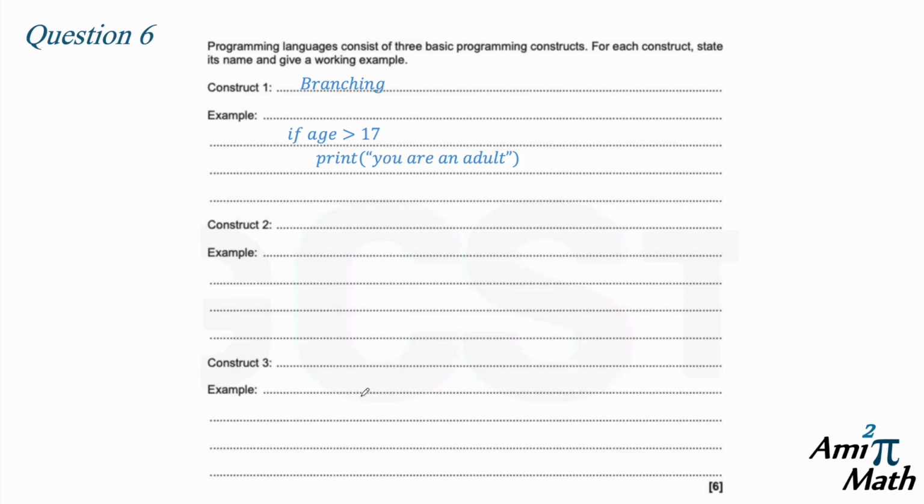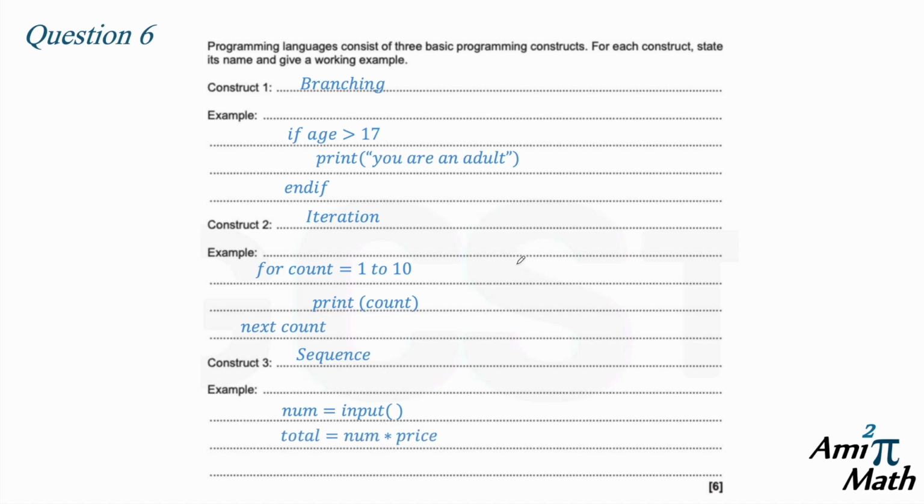Okay, and construct 2, iteration. We can do for count equals 1 to 10, print count, by the way, this doesn't have to be the most accurate, and then next count. And the sequence, num equals input, total equals num multiplied by price. So we can't do it the other way around, right? Because you can't calculate the total without getting the number first.